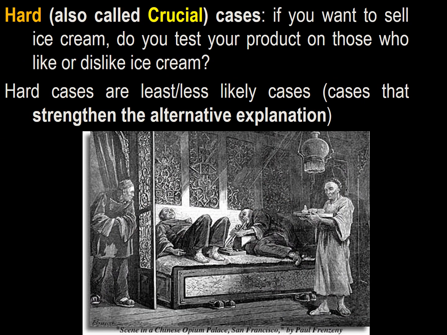The second case selection strategy is the use of hard cases, also called crucial cases. We'll start with an analogy. If you want to sell ice cream, meaning you want to maximize the sale of your ice cream, do you test your product on those who like it or dislike it? Obviously, you're not going to test it on those who are allergic. They're never going to be a market.